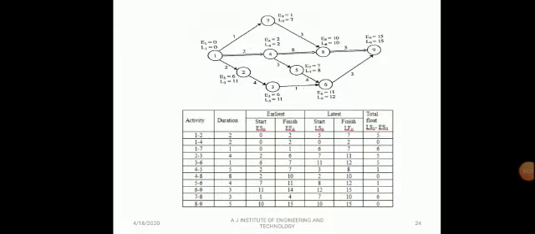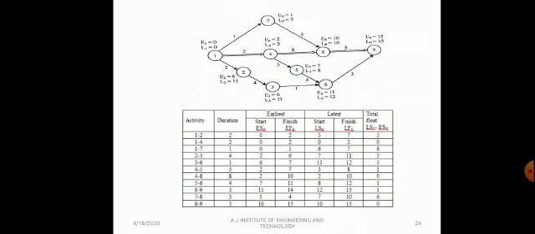Now you see, while calculating the earliest start time, whenever two activities are merging at a point, you take whichever one is maximum. For example, we can see at node 8: 1 plus 3 is equal to 4, and 2 plus 8 is equal to 10. But you have considered 10 as the earliest starting time at node 8.